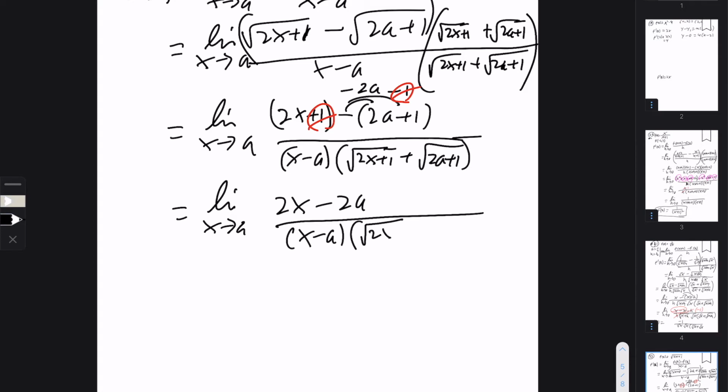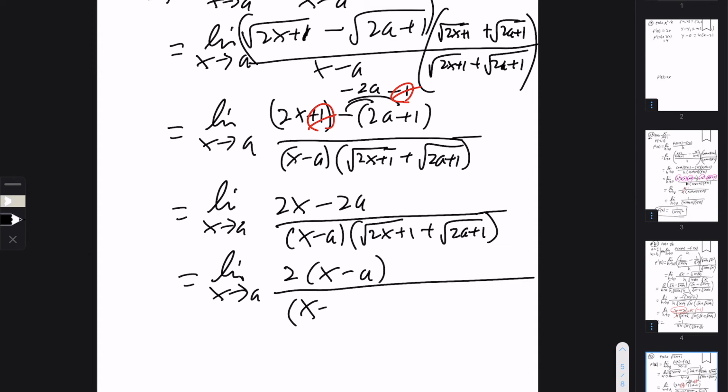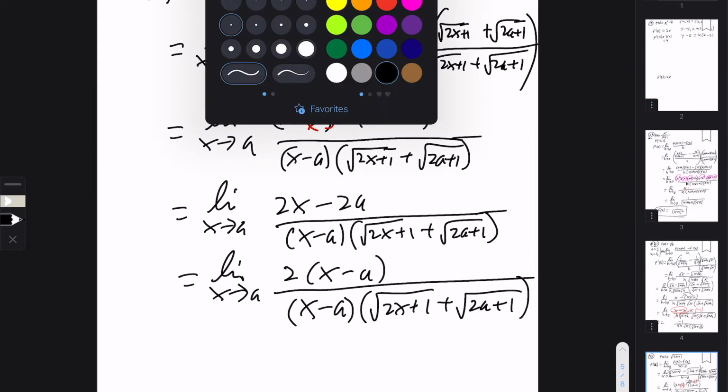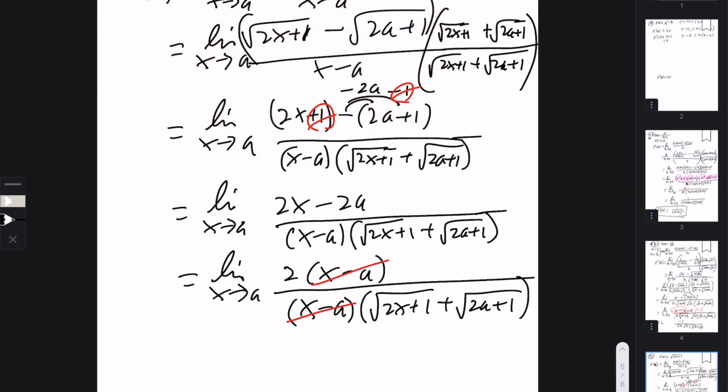And as I'm talking, if you plug in a for x on the top and the bottom, you will get 0 over 0. Indeterminate. Well, I'm just going to factor and cancel now, because I've already multiplied by the conjugate, so I'm not going to do that again. But the top has a common factor of 2. Oh my, that is so beautiful. So beautiful, because now x minus a is canceled, and we are done.